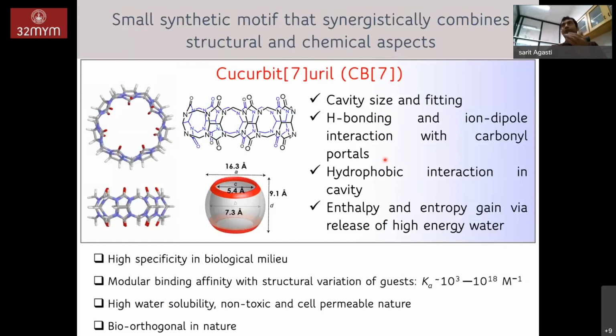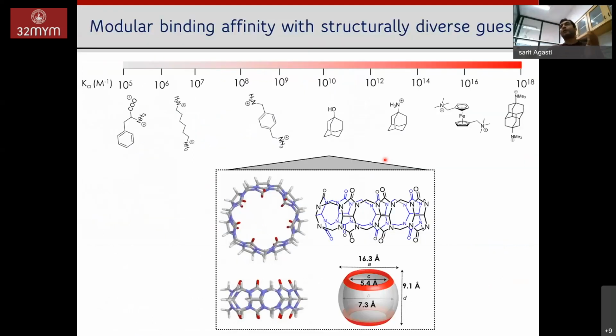Before going to that, I'm going to tell you what kinds of molecules this interacts with. These are the list of molecules. What you can see is that you can essentially achieve an affinity of 10 to the power 5 all the way to 10 to the power 18 by utilizing a single scaffold and structurally varying the guest.